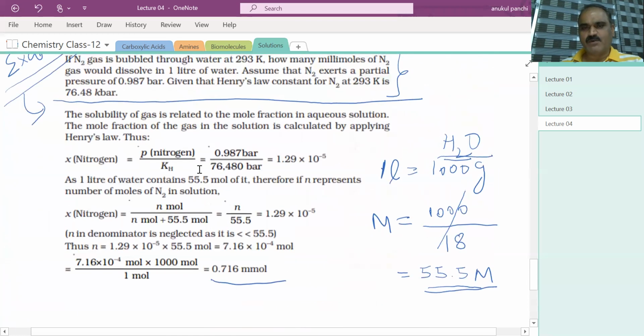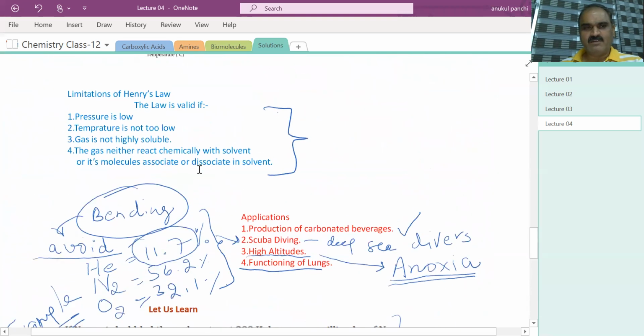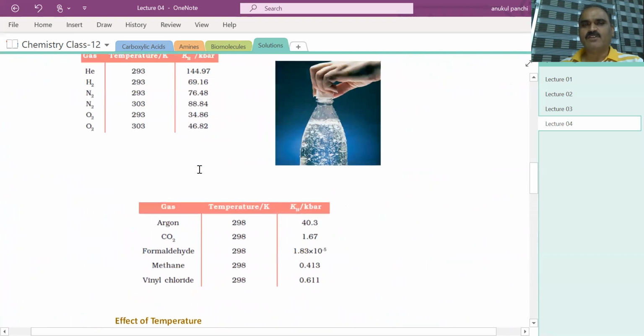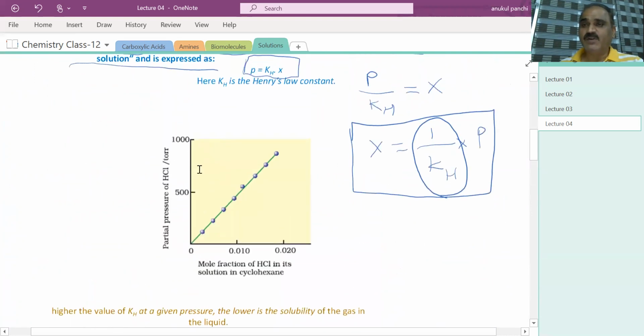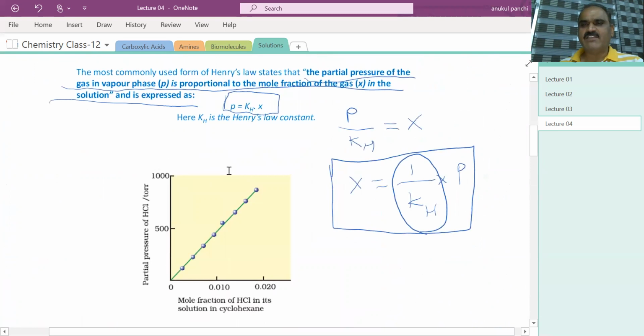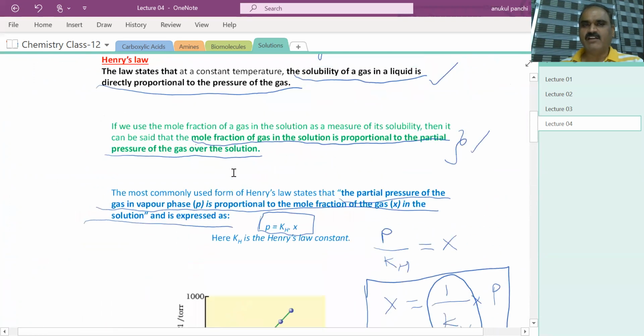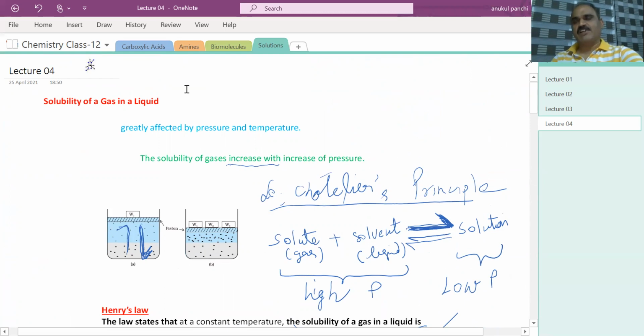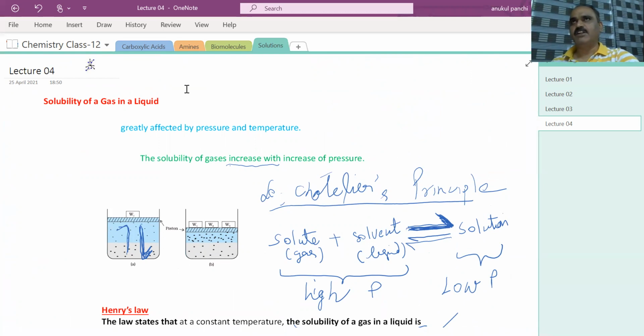Okay. So up till now, this was the solubility of solid, liquid, and gas solute in liquid solvent. This portion was in our syllabus. Now, in the next lecture, lecture number 5, we will study the next property of solutions, that is vapor pressure.